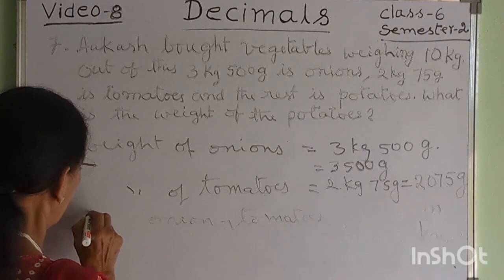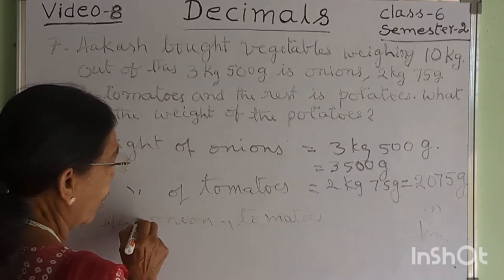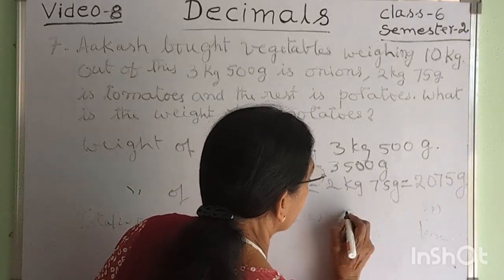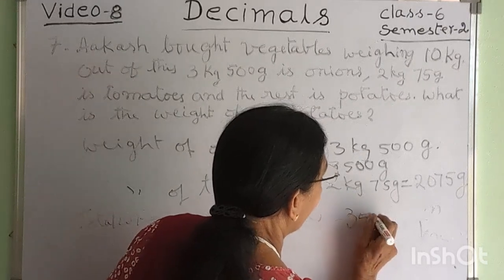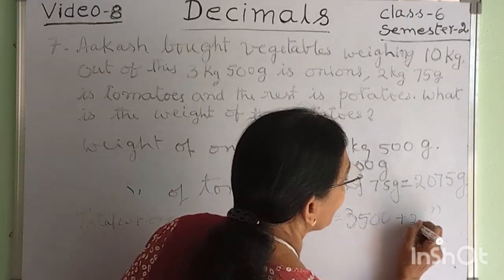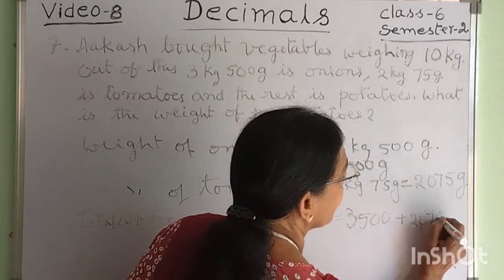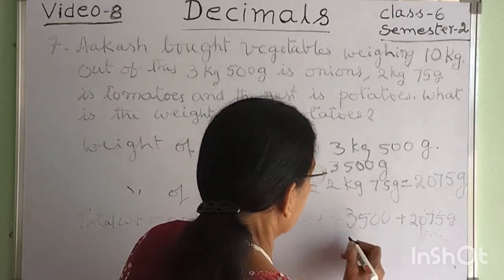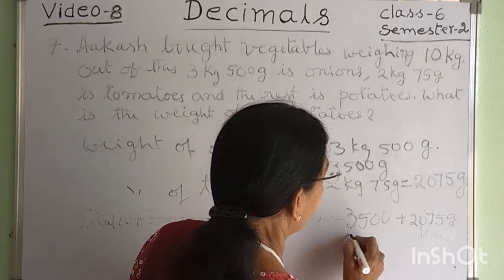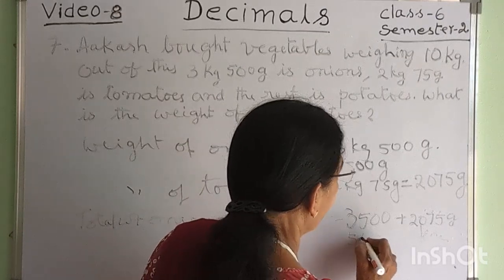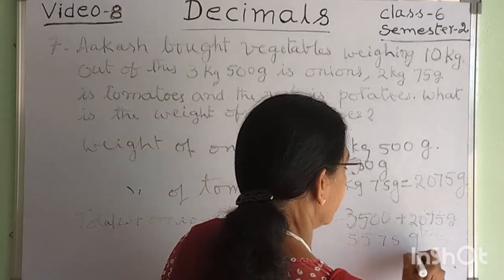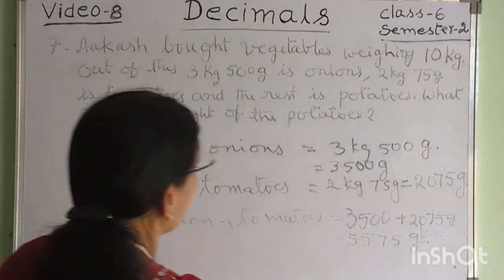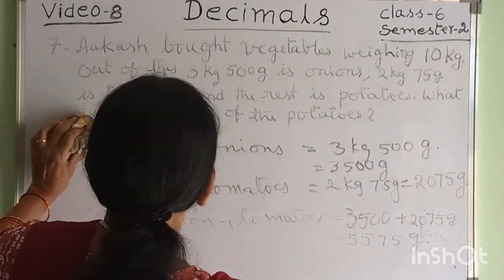Total weight of onions and tomatoes is equal to 3500 grams plus 2075 grams is equal to, we can simply add this 3000 plus 2000, 5575 grams. But the total weight of the vegetables is 10 kilograms.